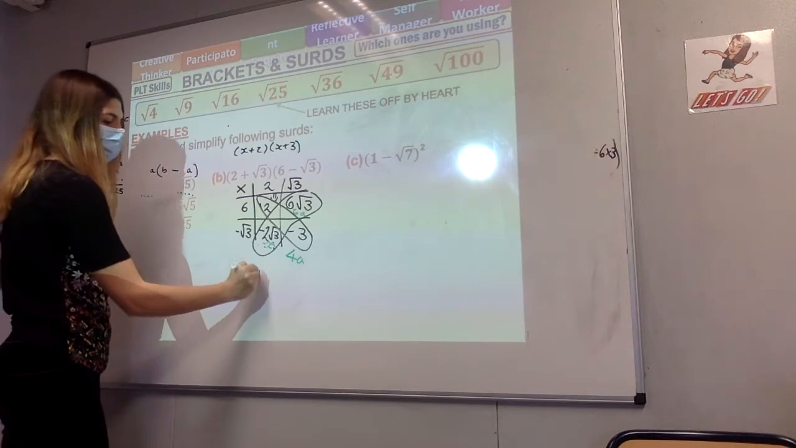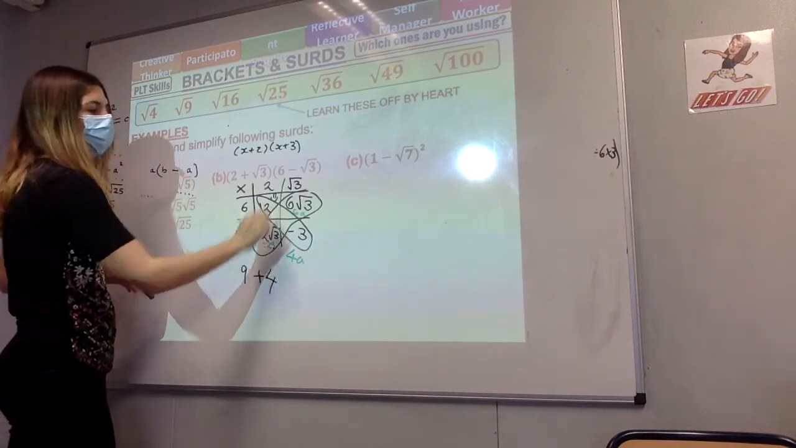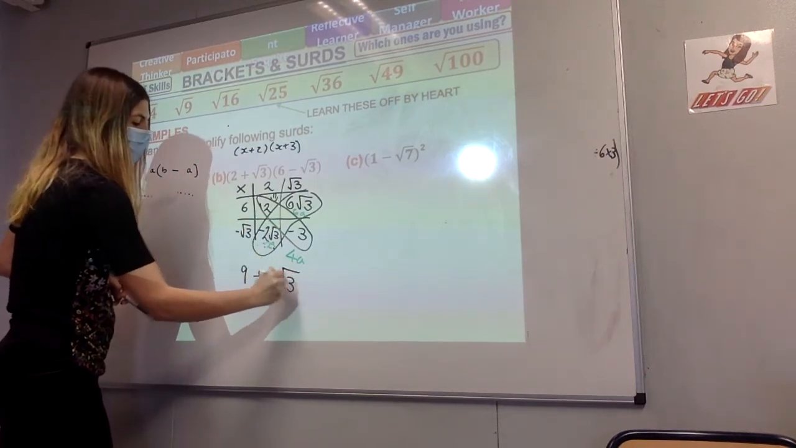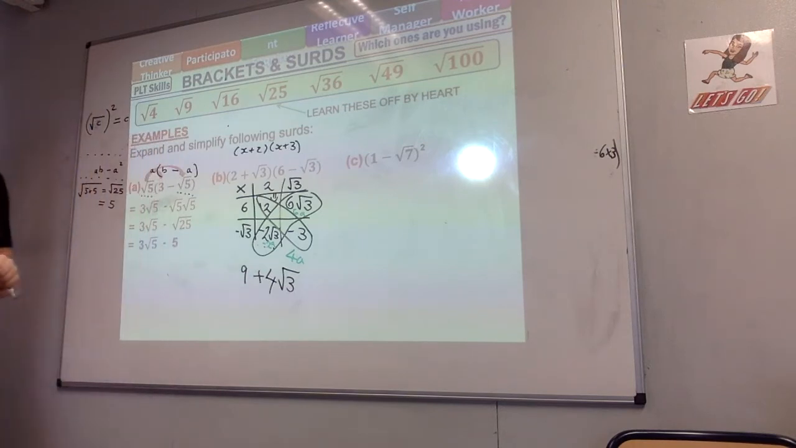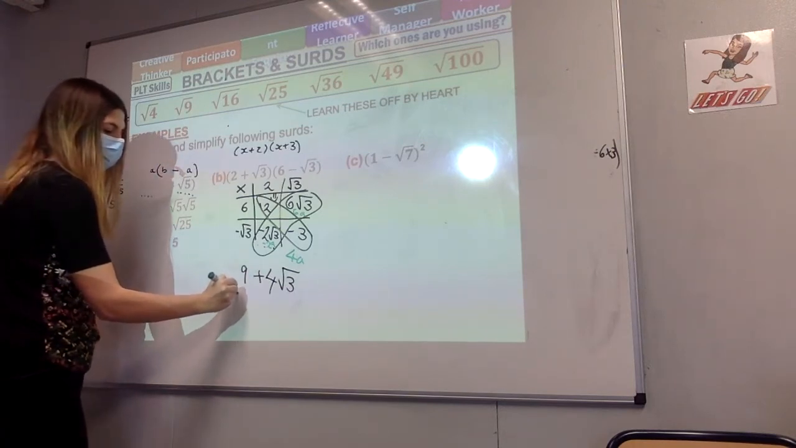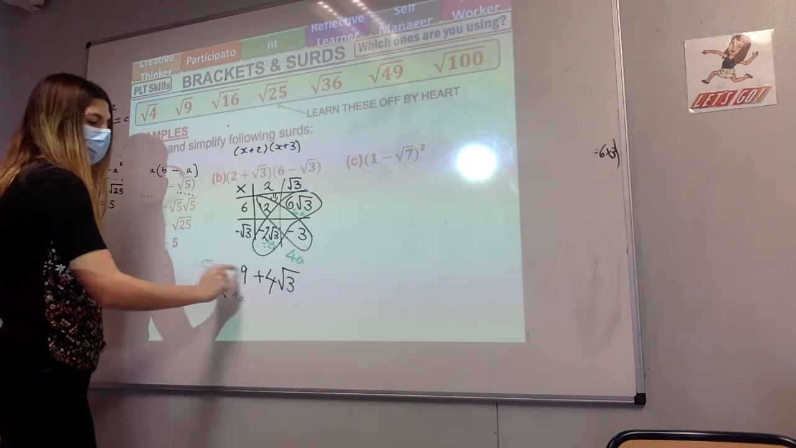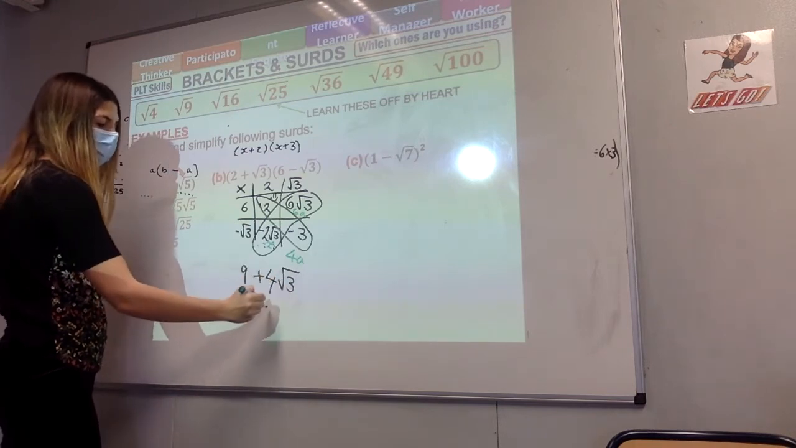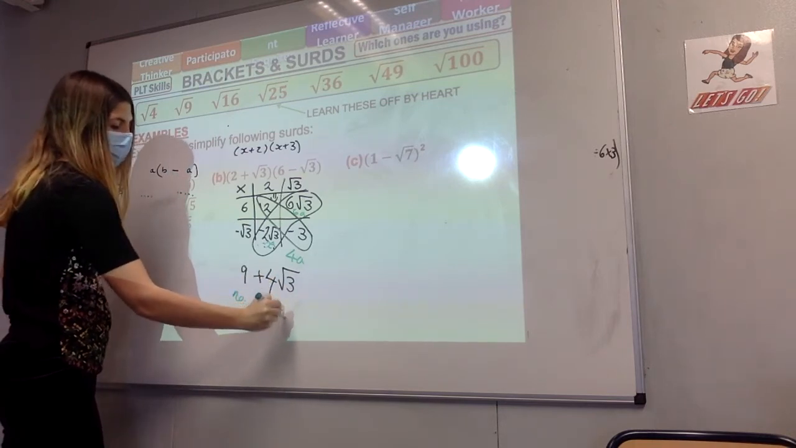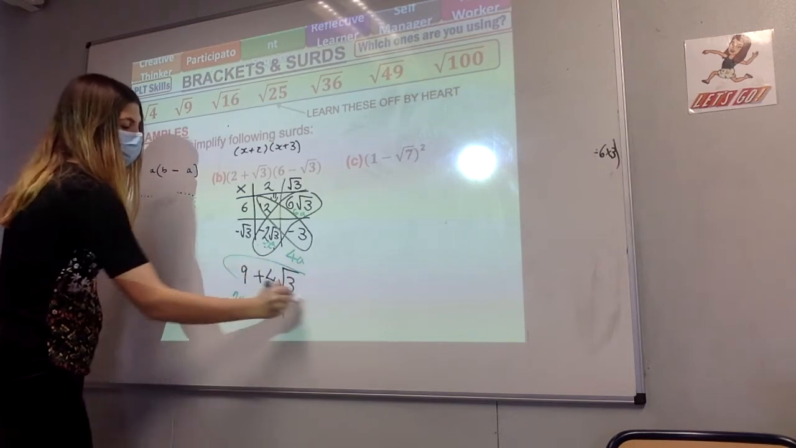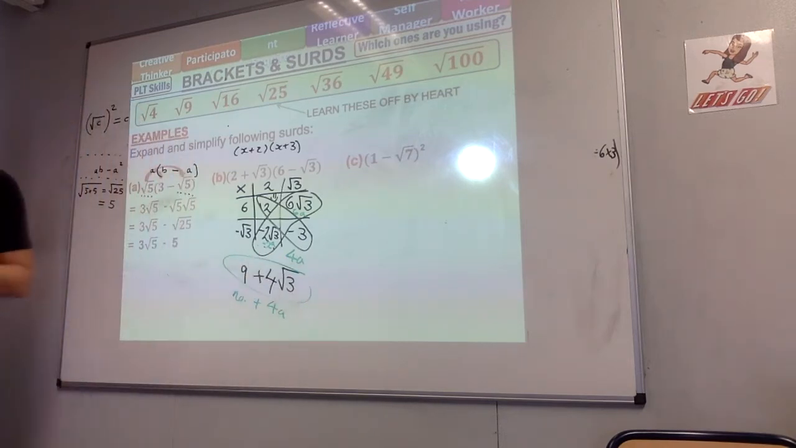So our answer is positive 4. But our A, remember, is the square root of 3. And that is our answer. We can't simplify it any further because this is a number, and this is a mixed algebraic expression where we say we've got like 4A. So our answer is going to be 9 plus 4 square root of 3.